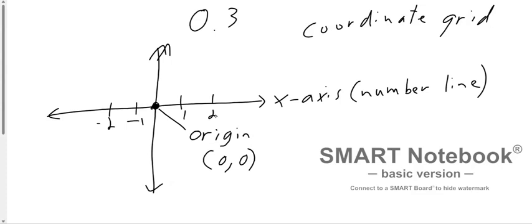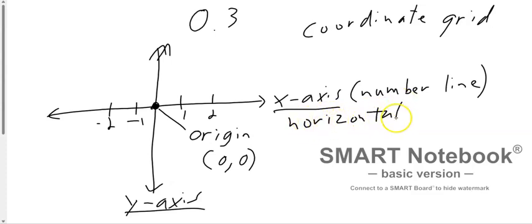Then as you got a little bit older, maybe in the middle school, you learned about this new one, the y-axis. And if you ever have trouble remembering which one's x and which one's y, just think about the order you learned them. You first learned about this when you were younger, and then you learned about this one later. So the x-axis is horizontal, and the y-axis is vertical.